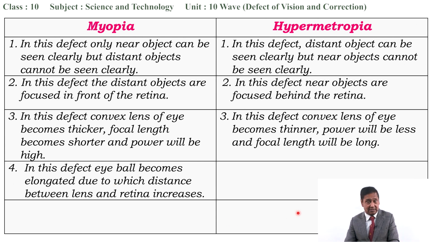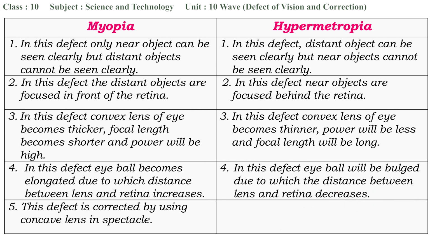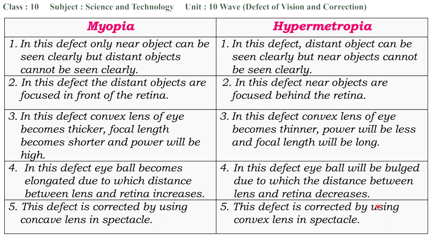Yes. Now next, in this defect, the eyeball becomes elongated, means it is somewhat oval, and the distance between lens and retina increases. It was told, and we are talking about the difference only. In this defect, the eyeball will be bulged, due to which the distance between lens and retina decreases. This defect is corrected by using a concave lens. This defect is corrected by using a convex lens in spectacles.